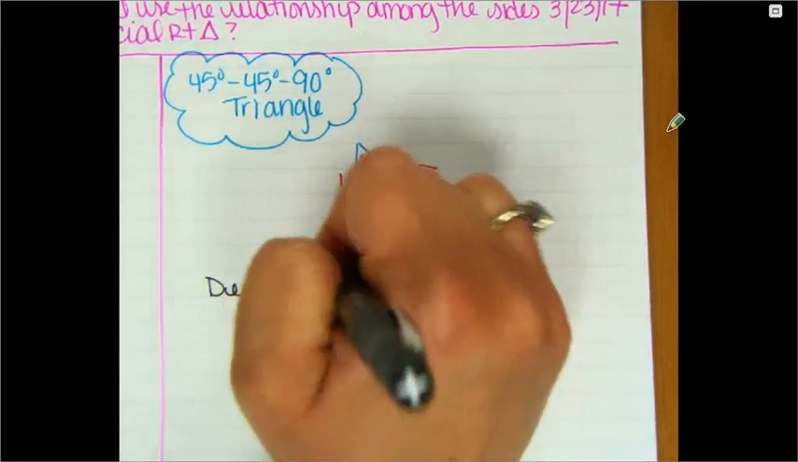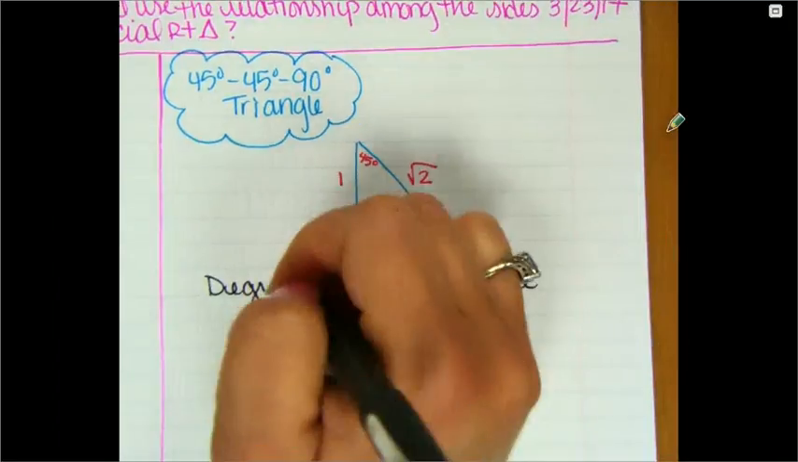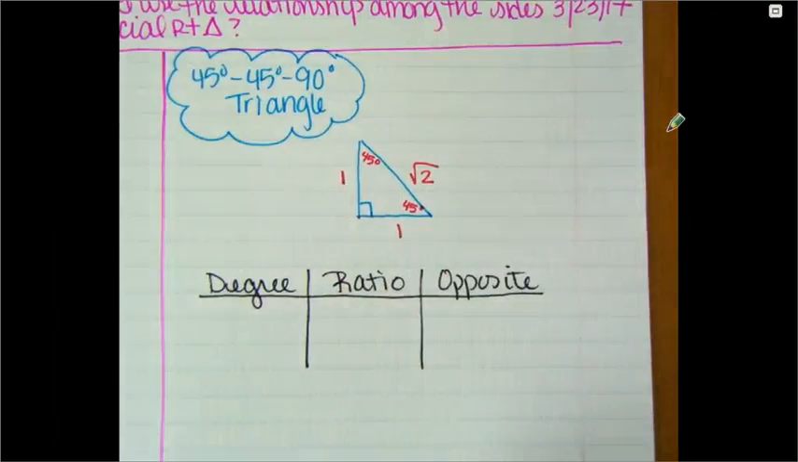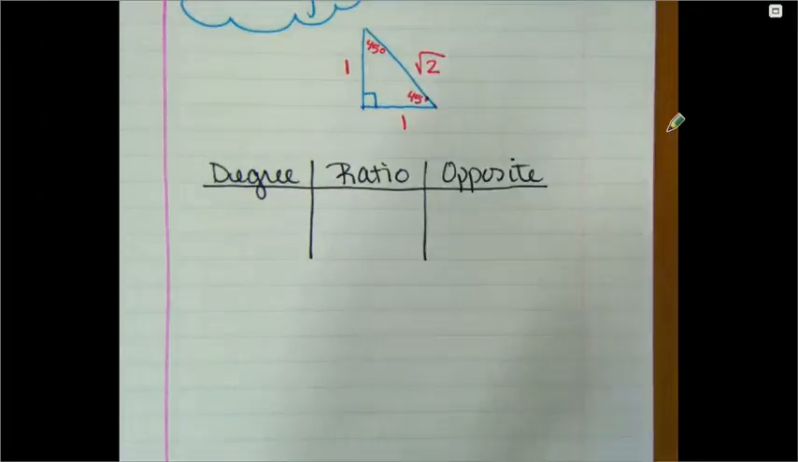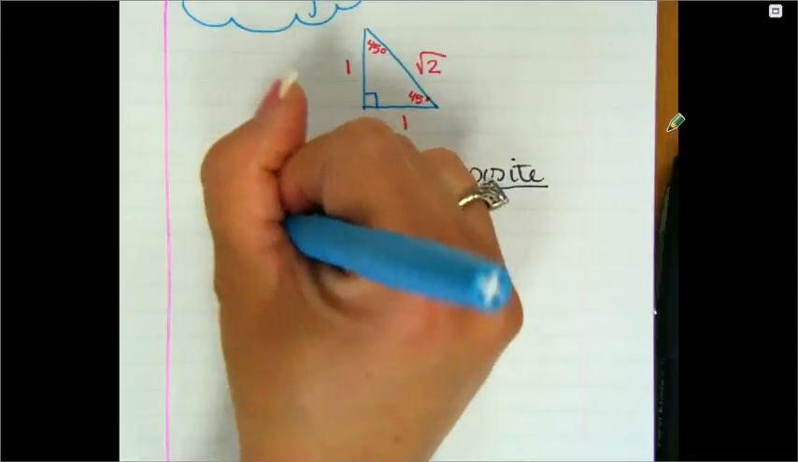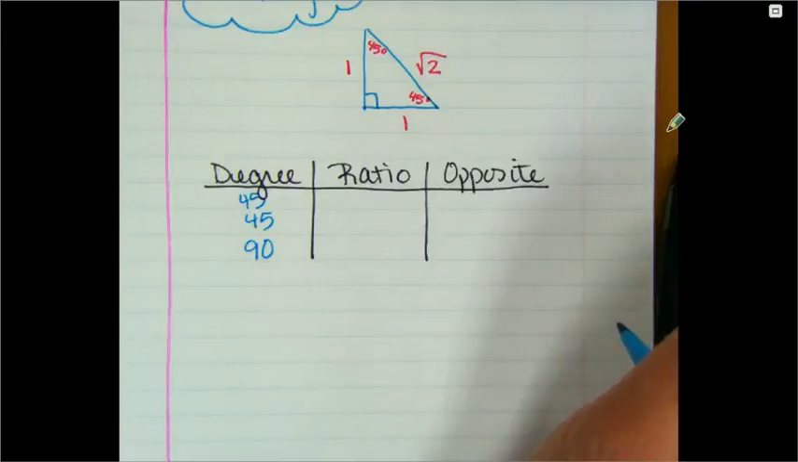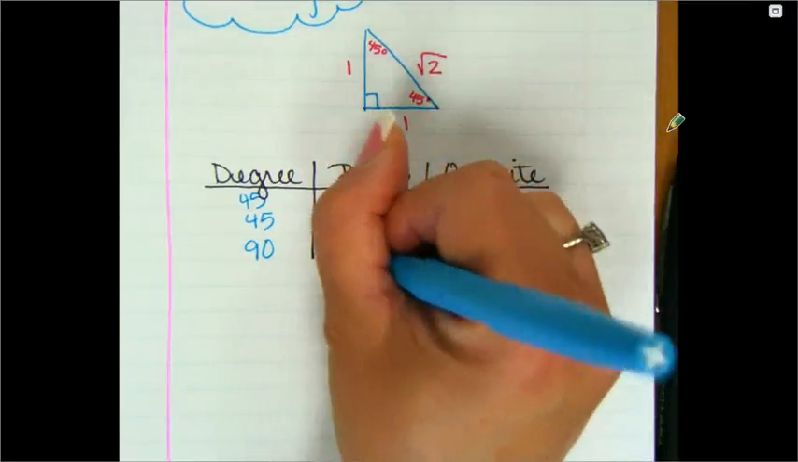You're going to set up a chart for me. It's called degree ratio opposite. The degrees are the degrees in your triangle. It goes from least to greatest. So it's going to say 45, 45, 90. Your ratio will be memorized. It is always for 45, 45, 90: 1, 1, radical 2.